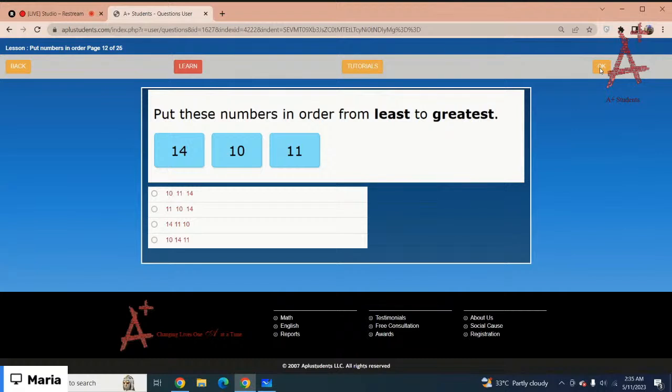Put these numbers in order from least to greatest. Which is the correct option? 14, 10, and 11. The correct option is 10, 11, and 14.